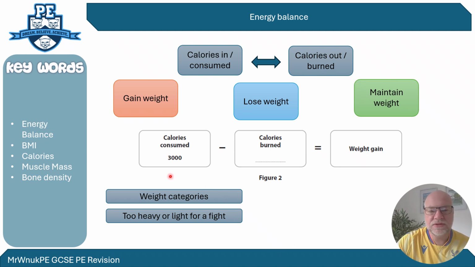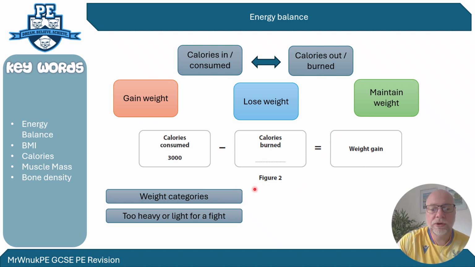So this equation here basically wants to know about weight gain. If you're consuming 3,000 calories, you need to burn less than 3,000 calories, and therefore you will gain weight. So this number here could be anything lower than 3,000. That means you will gain weight because you are eating more than you are burning. So you will store that weight as fat.